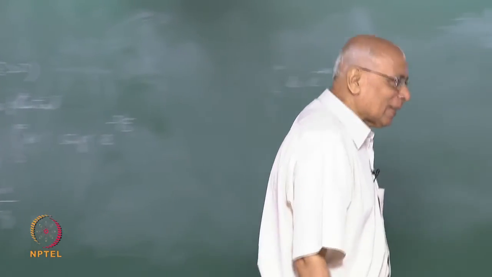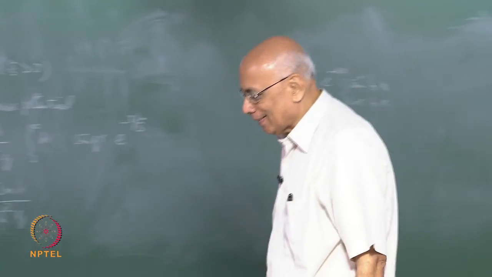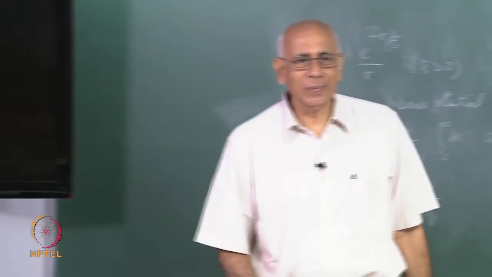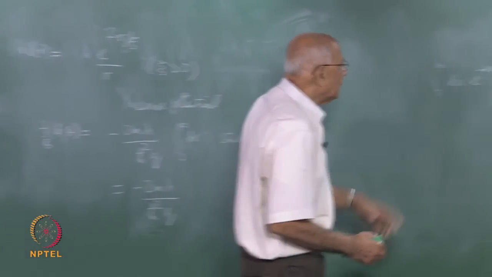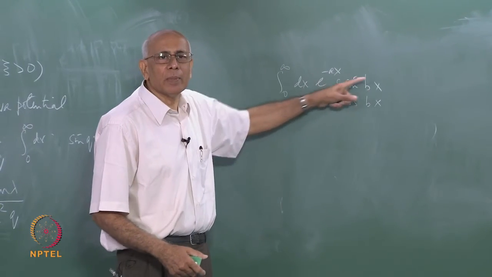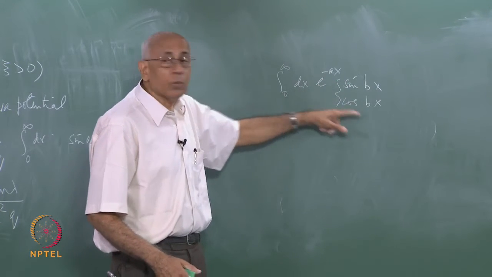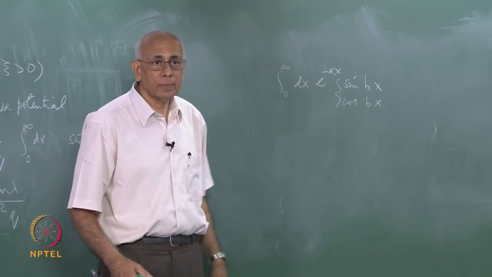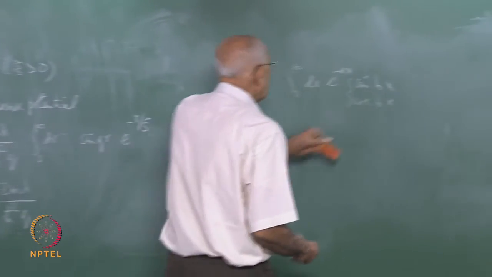You're stuck on a desert island, you don't have anything, no tables of integrals, no Mathematica, nothing. What do you do? Well, this integral is b over a squared plus b squared, and this integral is a over a squared plus b squared. Right?